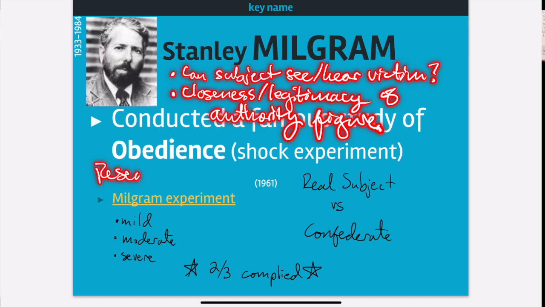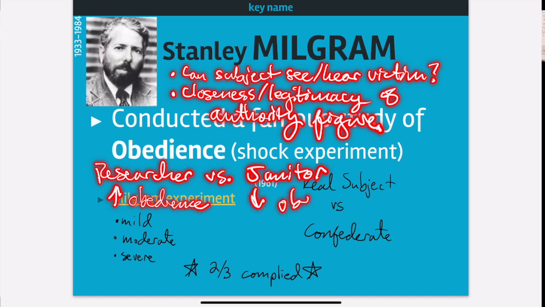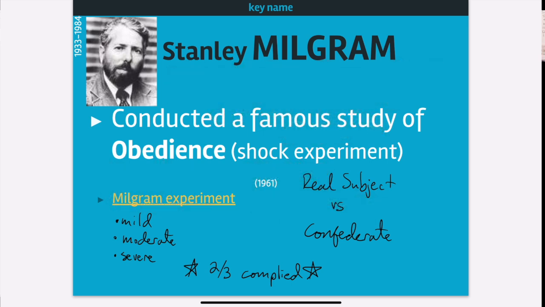Also, the closeness or the legitimacy of the authority figure. If the researcher is right there in the room with you, wearing a white lab coat and holding a stack of important looking papers, then you're more likely to comply with the orders to increase the shock. But if a janitor comes in and says, "Hey, you need to move that shock up to 450 volts," you're less likely to comply. But what this has found is that we are very, very likely to comply with authority figures, even if it goes against our own moral judgments.